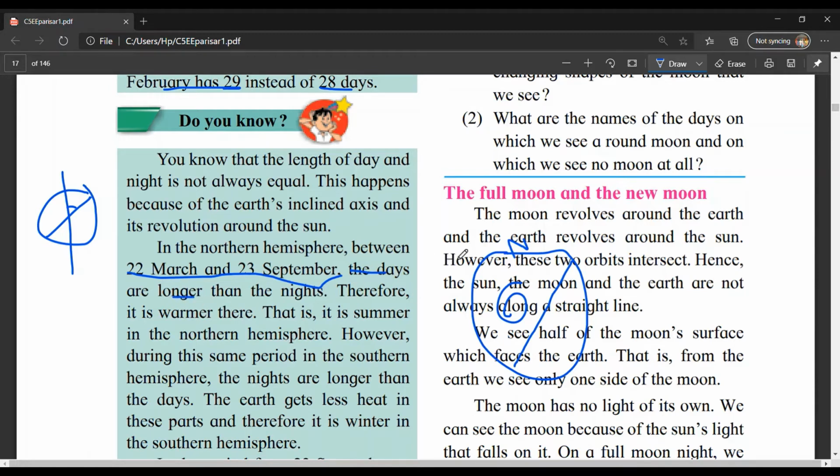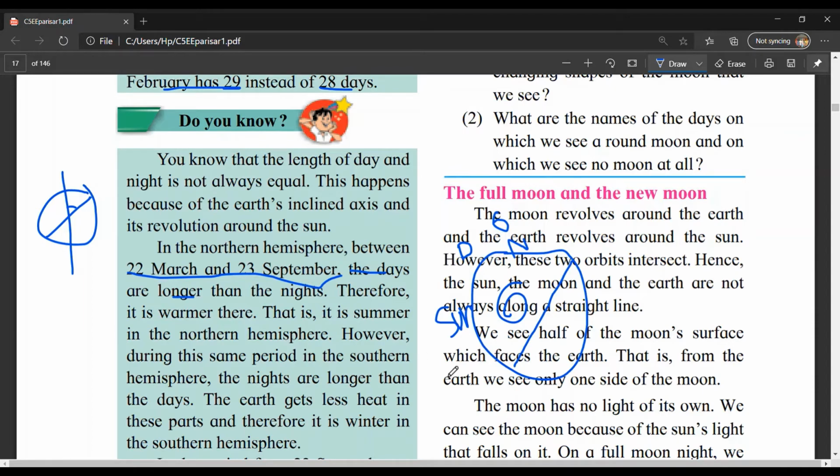than the nights. That means days are longer than the nights, and that is why they feel summer over there in this period, that is from March to September. That is 6 months. They experience summer for 6 months in the northern hemisphere during 22nd March to 23rd September.